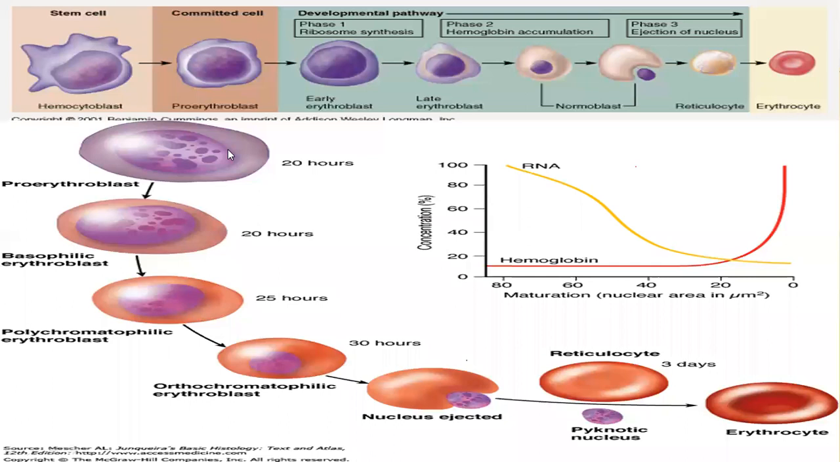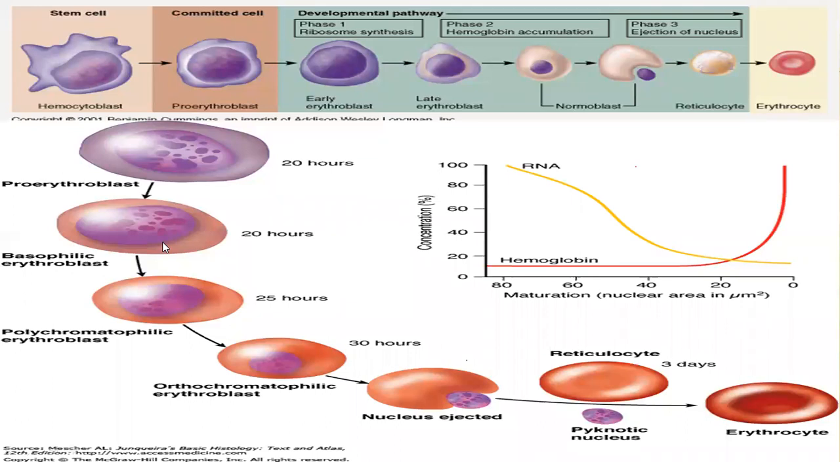So you can see this cell as pro-erythroblast, it will take about 20 hours for it to differentiate into another type of cell. So you can see here that it has differentiated from the pro-erythroblast into basophilic erythroblast. Then at this stage, it will also spend about 20 hours as basophilic erythroblast. So it's called basophilic. Why? It's because in the cytoplasm here, you have more of a blue color. That's why it's called basophilic erythroblast.